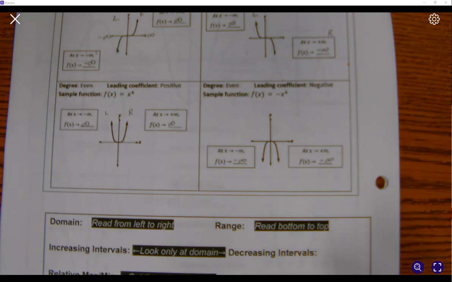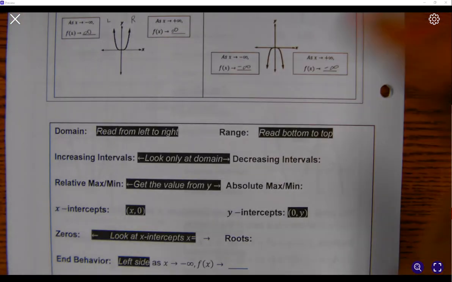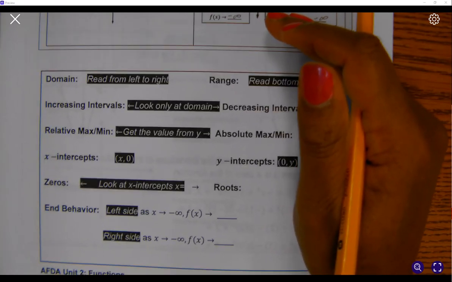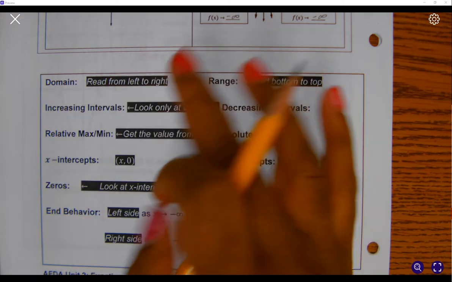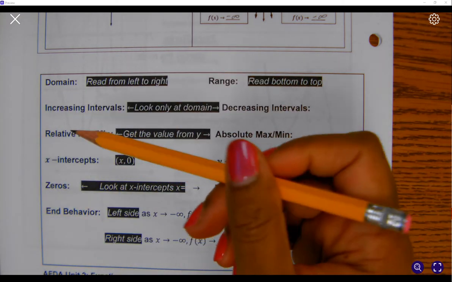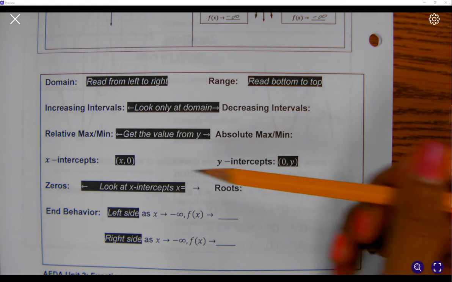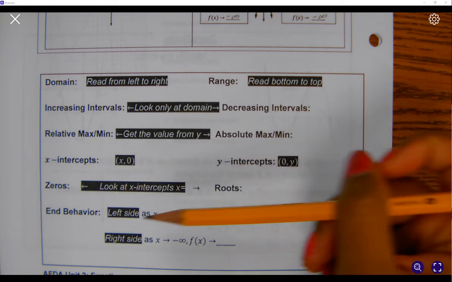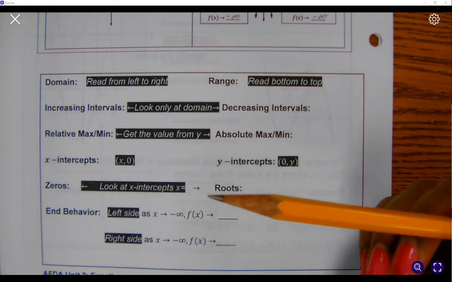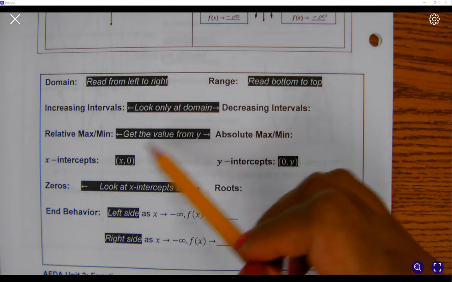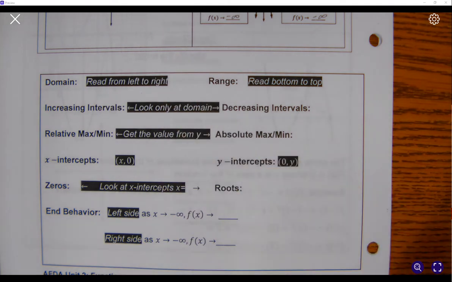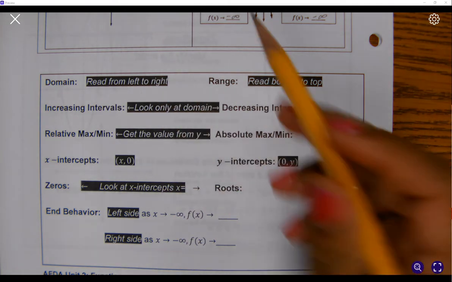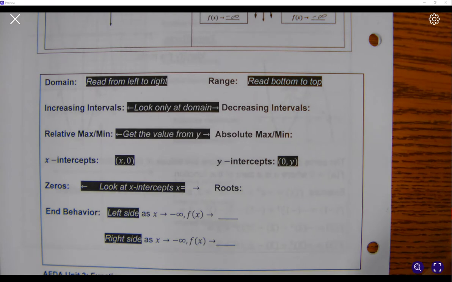Okay? All right, so in this lesson, we have to be able to find all of these different things looking at a graph: the domain, range, increasing, decreasing, maximum, minimum, the intercepts, the zeros and roots, and then the end behavior. I just put little notes here for you to look at how we find each of these and how we write it. So I'm going to refer back to this a lot. All right, let's look at our first example.